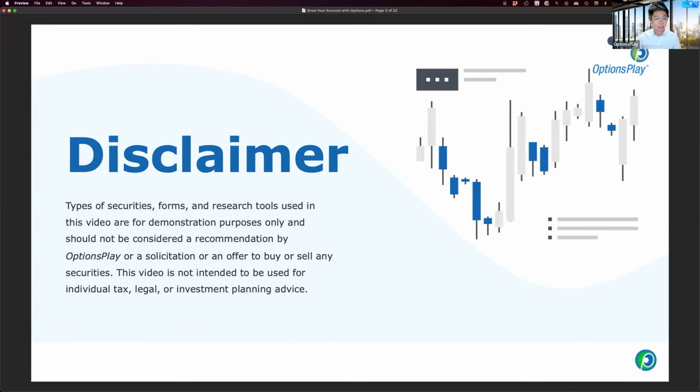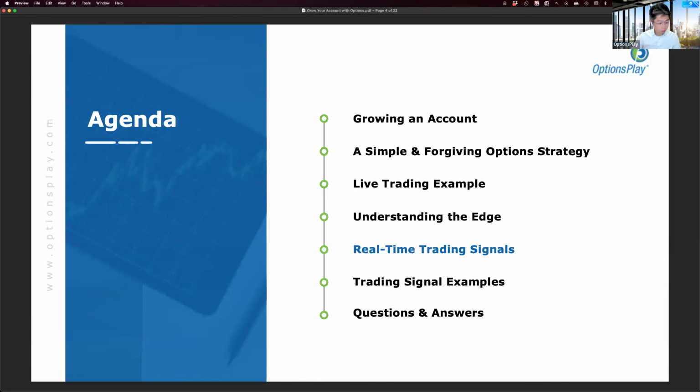So as a reminder, what we're going to start off with is showing you what it takes to actually grow an account, especially if you're brand new to options trading or if you find yourself struggling with growing your account. Let's talk a little bit about what are the foundational elements that you need in order to grow your account in the long run. Then we're going to talk about the simple and forgiving option strategy. It's a single strategy that I think everyone should be learning to master and understand why the strategy works and how it can be utilized in your portfolio to help you grow your trading account.